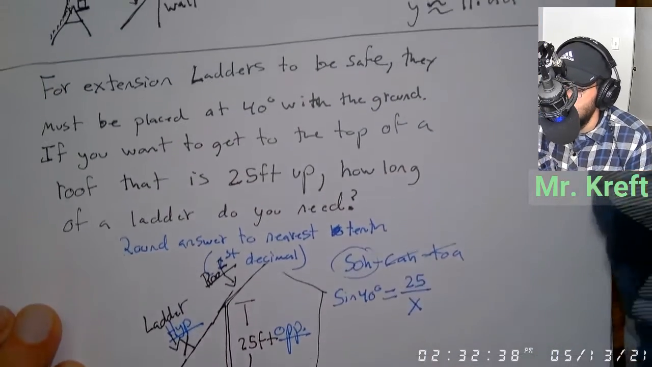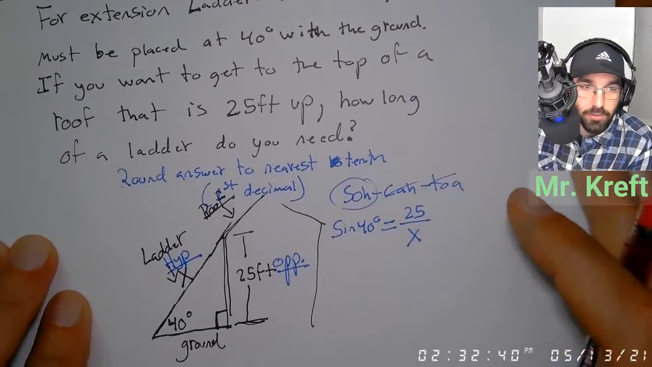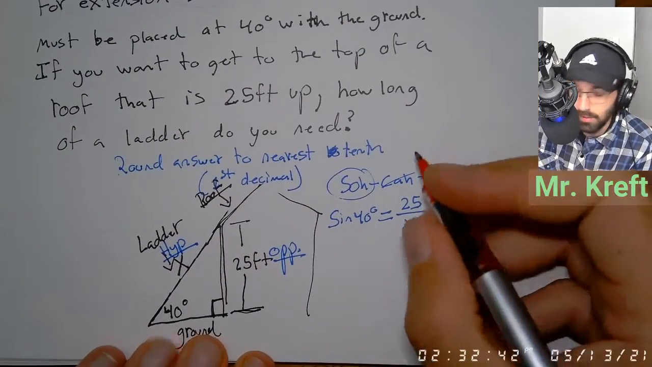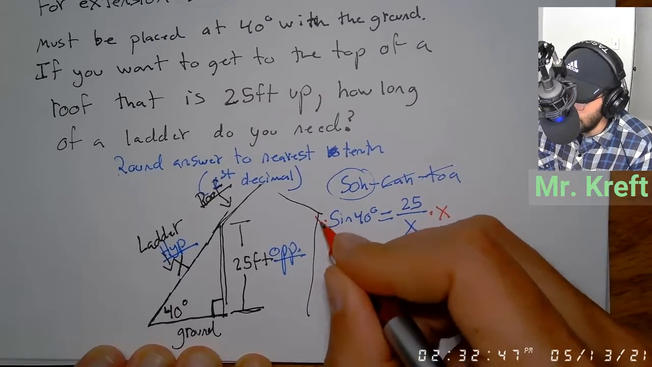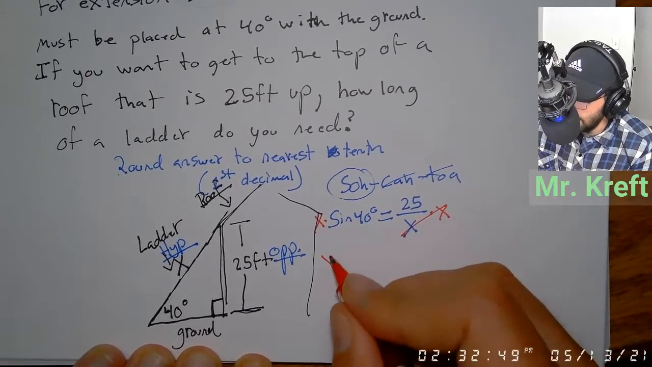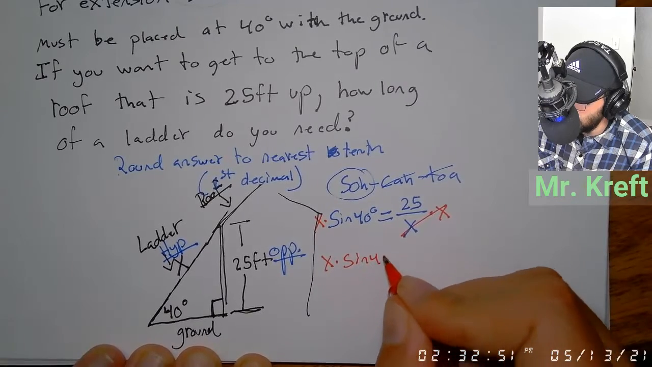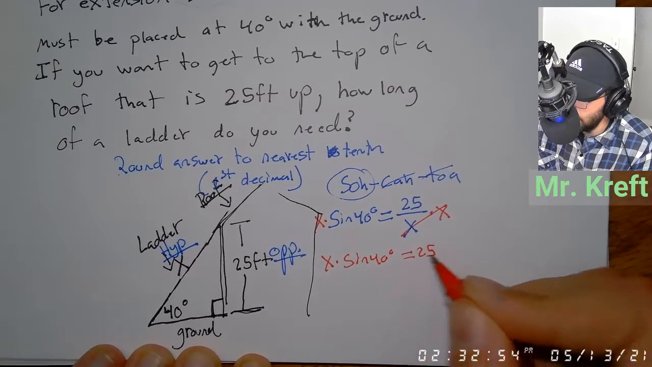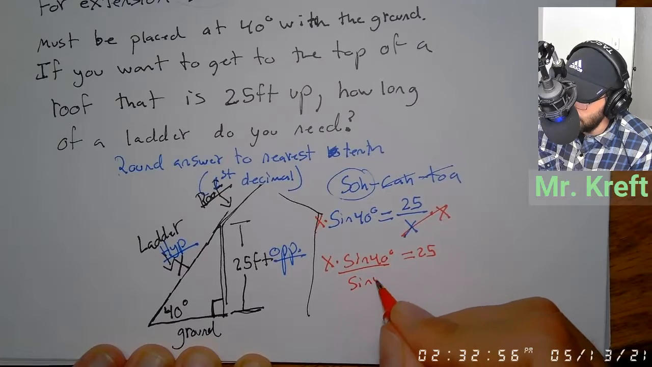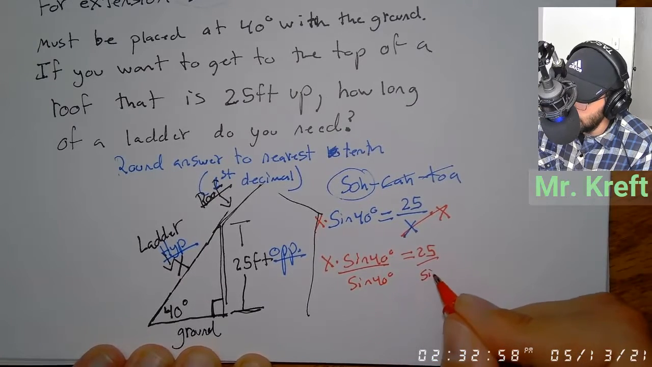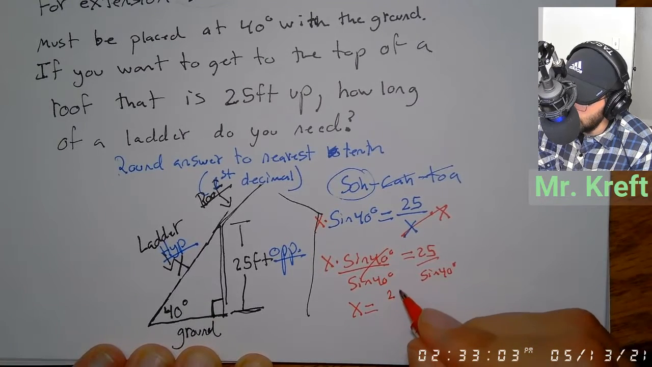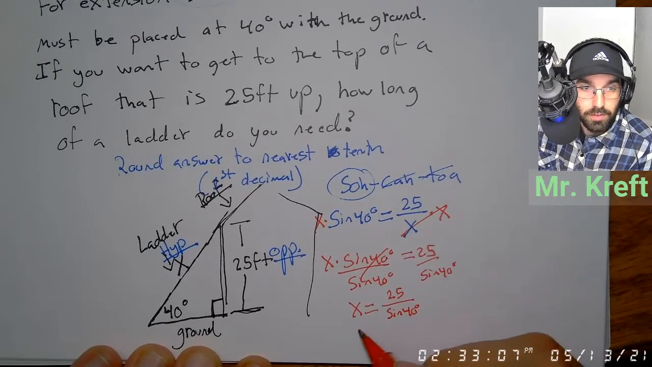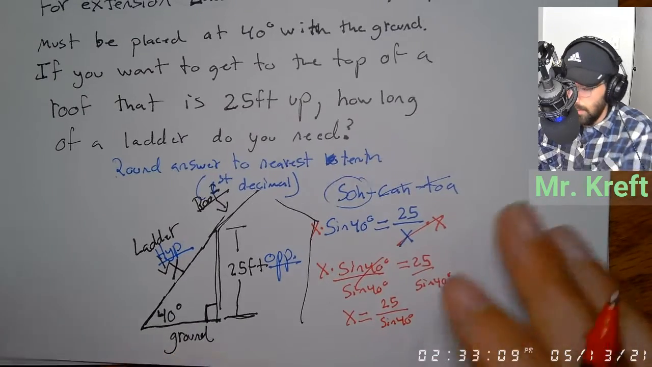Okay, let's go ahead and solve this, because I'm not getting anybody telling me they're stuck. I don't want x on the bottom, so I'm going to multiply both sides by x. So I get x times sine of 40 degrees equals 25. I'm going to divide by sine of 40 degrees, and I get x equals 25 over sine of 40 degrees. So this is my exact answer.